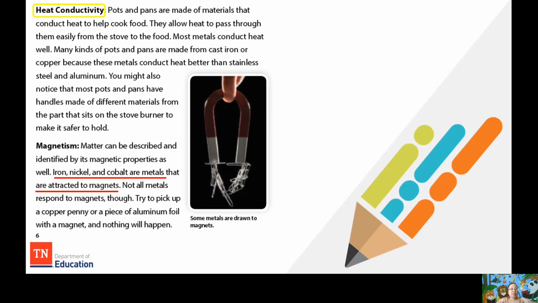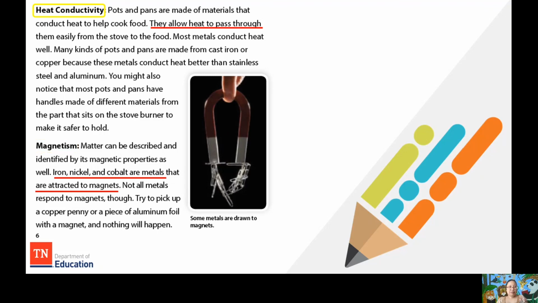You might also notice that most pots and pans have handles made up of different materials from the part that sits on the stove burner to make it safer to hold. Yeah, that's kind of like having the plastic coating wrapped around the copper wire to protect us. So that's why the handles are going to be made up of things that won't burn you, but also won't melt by the stove, right?